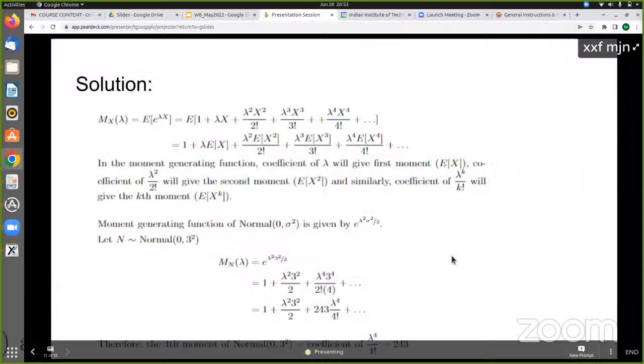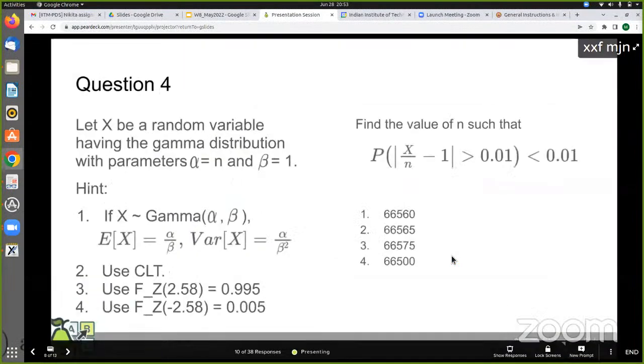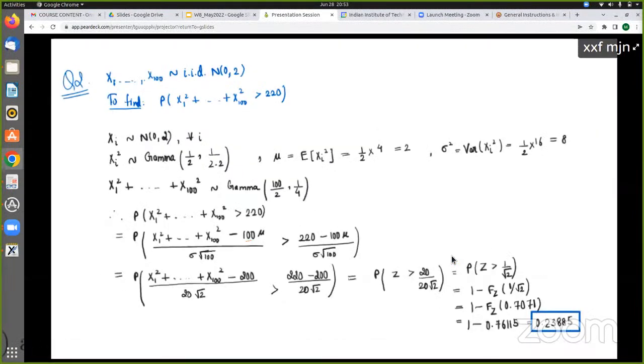Sir, one minute. I have one doubt. In the second question, can you just go to that answer part? Yeah, here, why are we subtracting 100 mu from 220? Because as per the formula, it's just delta into under root n mu by sigma. Okay, here, why are we subtracting?